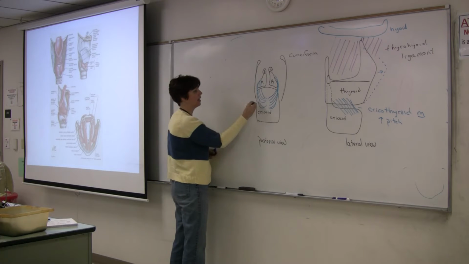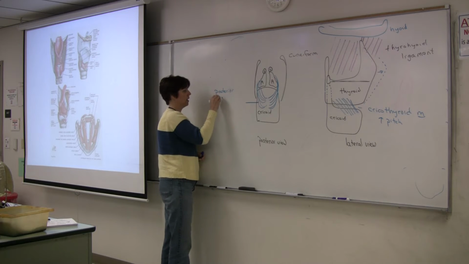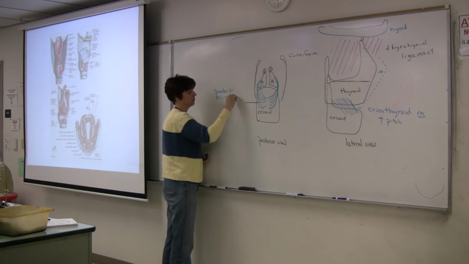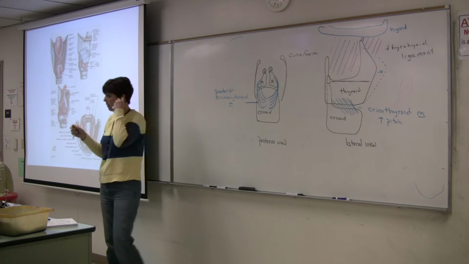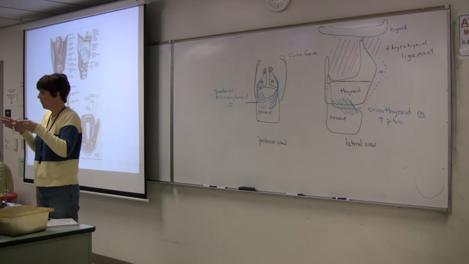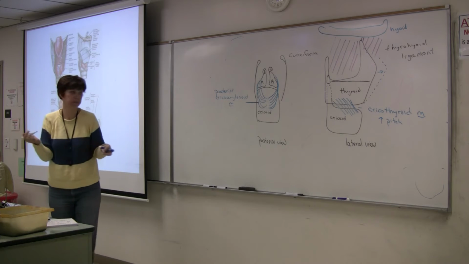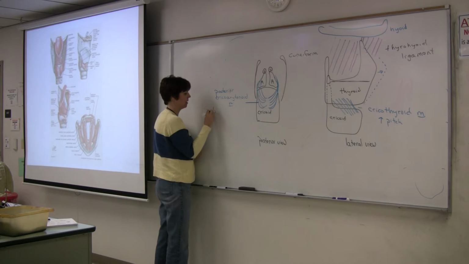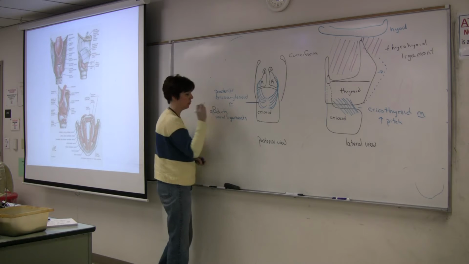So this is the posterior cricoarytenoid muscle, and it functions to spread apart. So you can play around with our larynx models, and it functions to rotate the arytenoid cartilages and spread apart the vocal ligaments. So it's going to allow more airflow to go through, and it abducts the vocal ligaments.